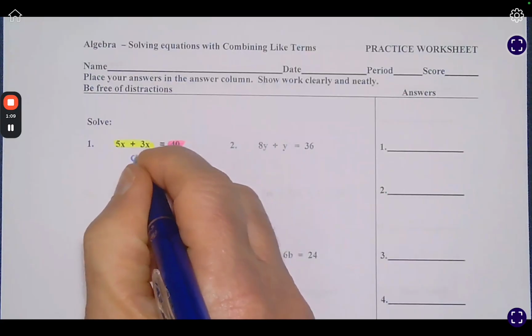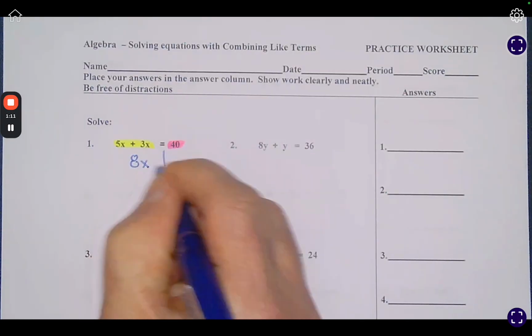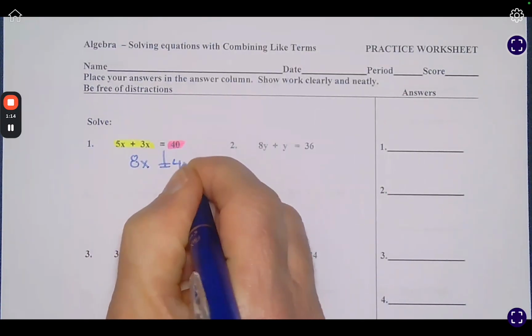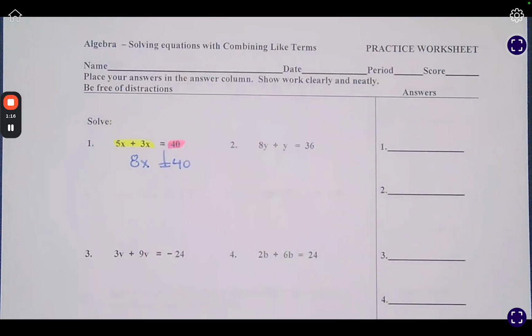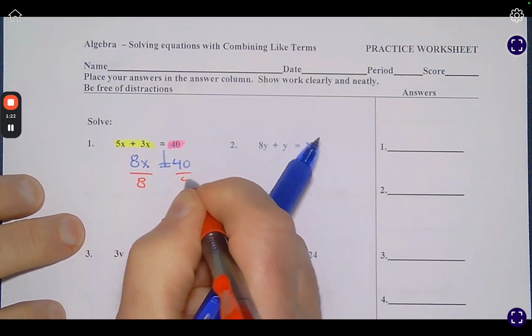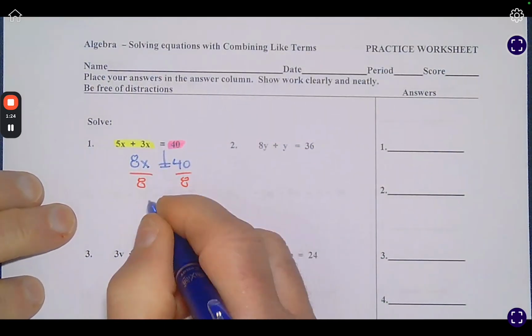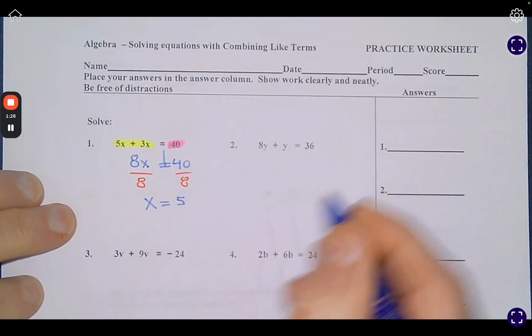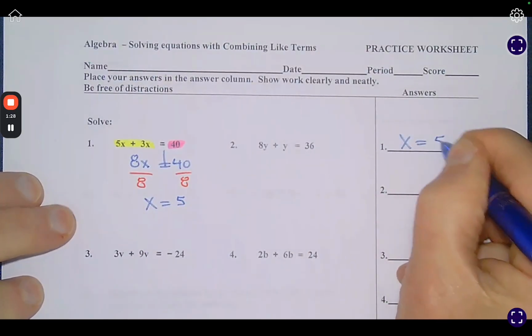So for example, I can simplify this. 5 plus 3 is 8. So I'm going to just simplify that, equals 40. Now if you remember back when we were doing one-step equations, the inverse operation of multiplication is division. Divide both sides by 8, x equals 5. We're done. Good job.